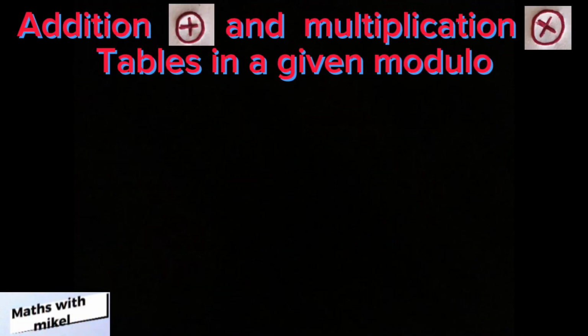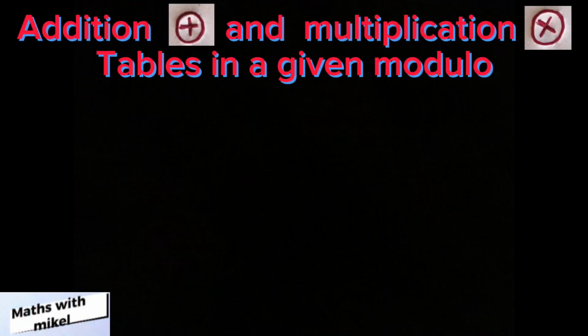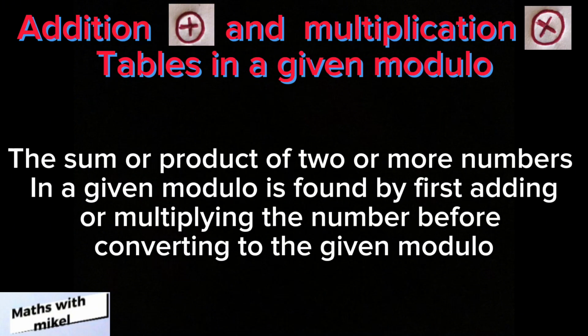The next subtopic: addition and multiplication table in a given modulo. The sum or product of two or more numbers in a given modulo is formed by first adding or multiplying the numbers before converting your answer to the given modulo.